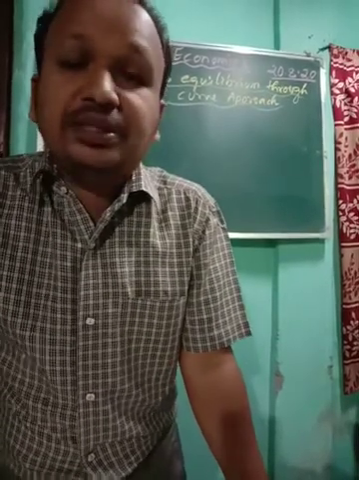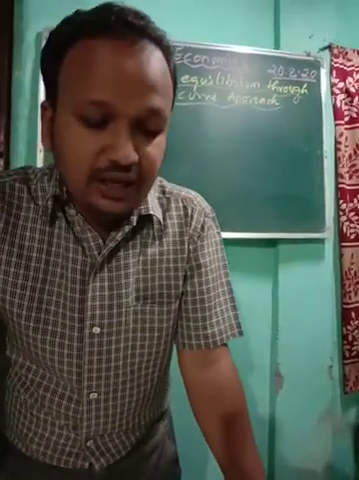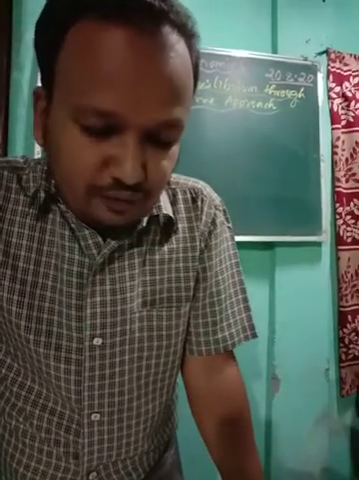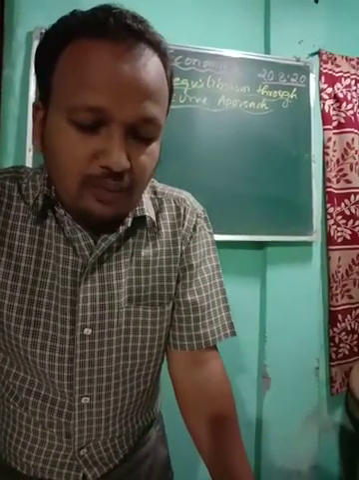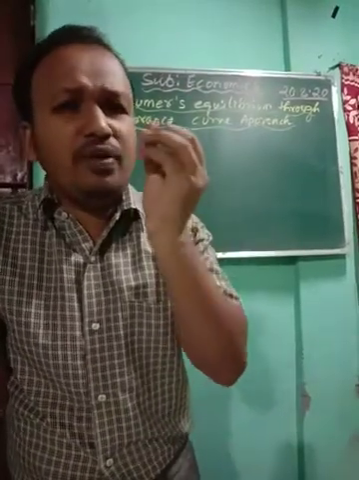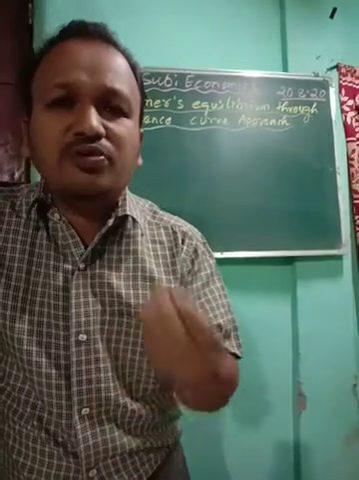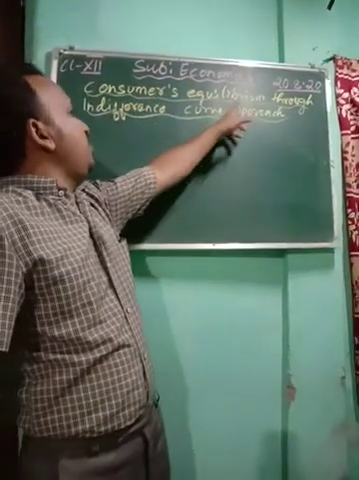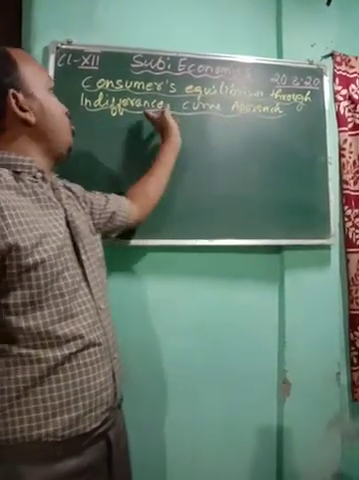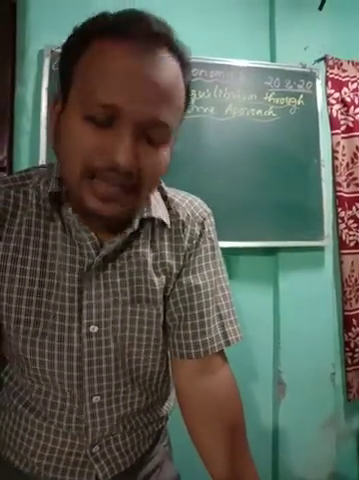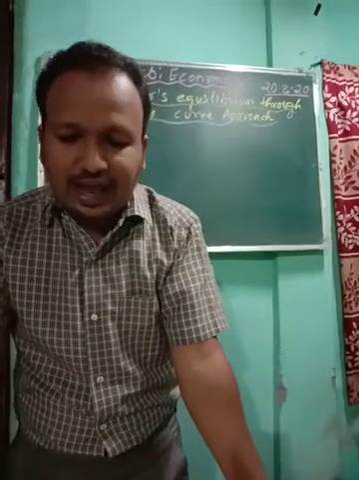Now you see here, what is a budget line? A budget line shows various combinations of two commodities that can be purchased within a given budget and given prices of the two commodities. With the help of a budget line, we are going to see how a consumer will attain equilibrium through the indifference curve approach.